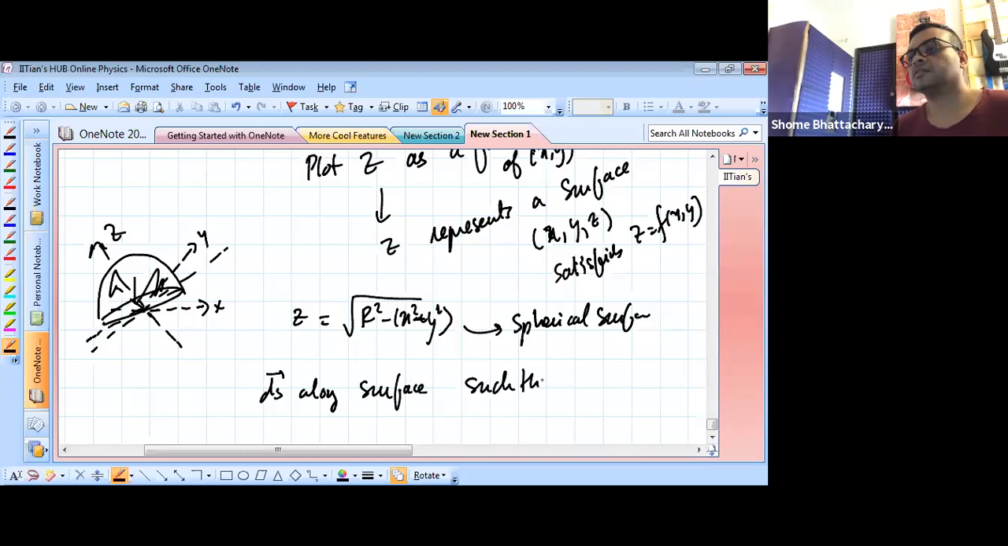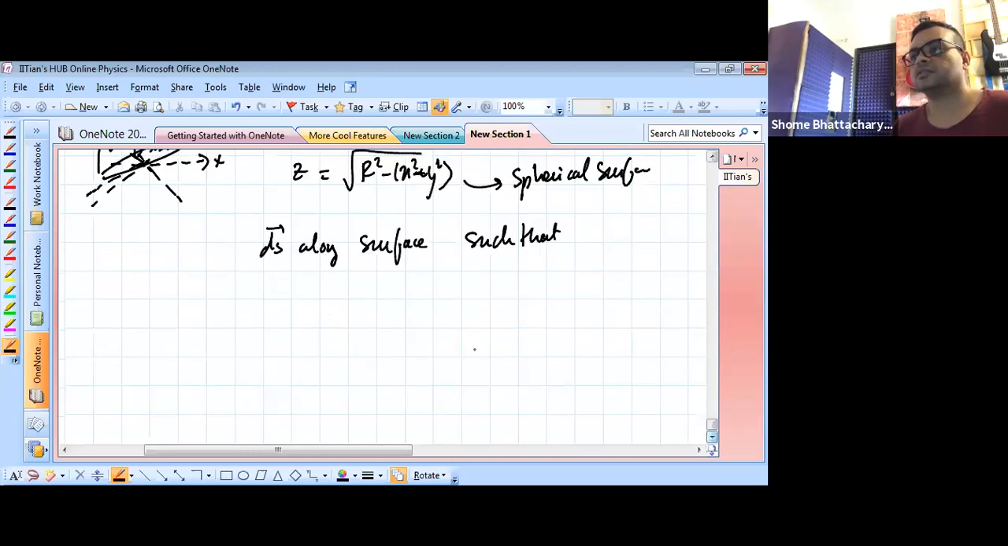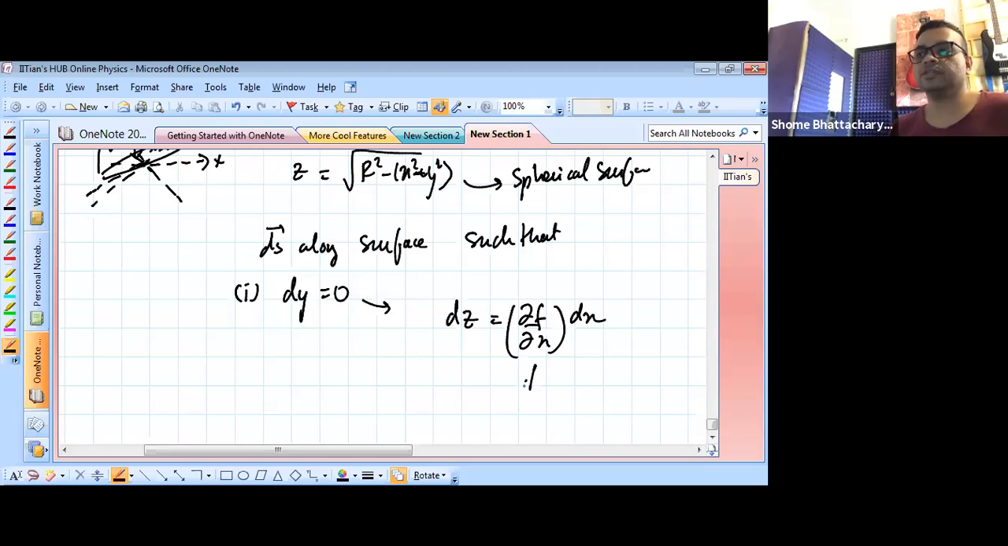such that in the first case we put dy as 0, so we get dz is equal to some kind of gradient that becomes this. So this gradient actually becomes what? It becomes a type of a slope, but a slope of what? So that's what we have to understand.